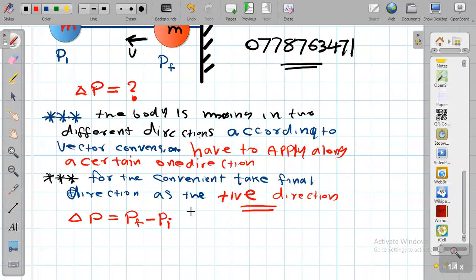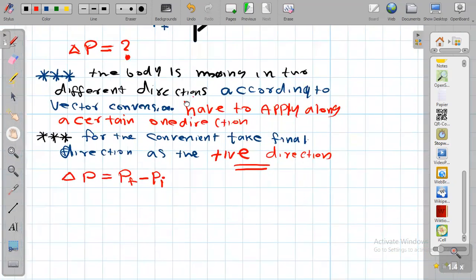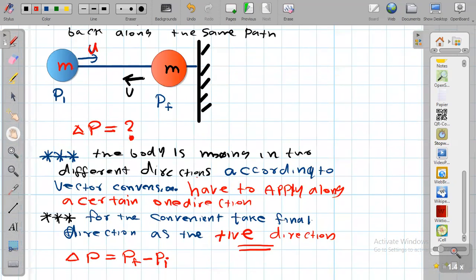You will see the importance of doing that, because the other way is also possible, but it makes some mathematical errors. Under exam pressure, you might find yourself in a hot mode. So it's better to take the final direction as the positive direction. Okay, so what is my positive direction? This is my positive, then this direction is going to be the negative direction.